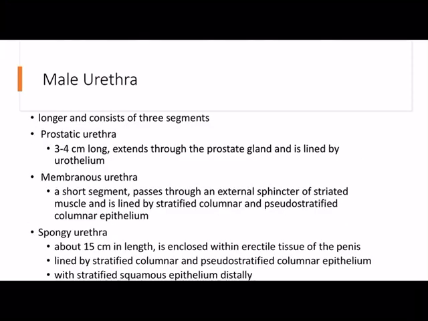So the male urethra is longer and consists of three segments. You have your prostatic urethra, which extends through the prostate gland, lined by the urothelium. The membranous urethra is a short segment that passes through the external sphincter of striated muscle and is lined by stratified columnar and pseudostratified columnar epithelium. And your spongy urethra, which is about 15 cm in length, is enclosed within erectile tissue of the penis, lined by stratified columnar and pseudostratified columnar epithelium.